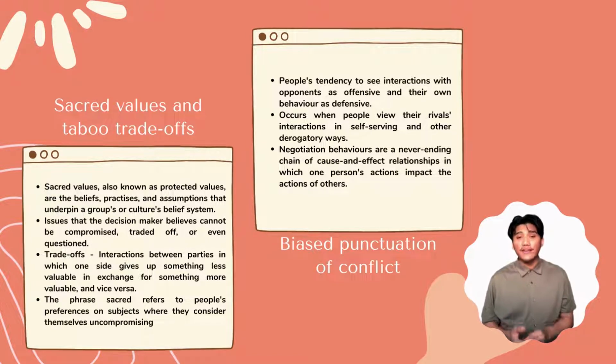Negotiation behavior is a never-ending chain of cause and effect relationships in which one person's action impacts the actions of others. To an outside observer, the conflict seems to be a continuous series of interactions. People who are actively involved in conflict, on the other hand, do not necessarily view things this way. Instead, they organize their interaction into discrete causal chunks, a concept called causal chunking or punctuation. Causal chunks influence the extent to which people are aware of their influence on others, as well as their impressions of others.